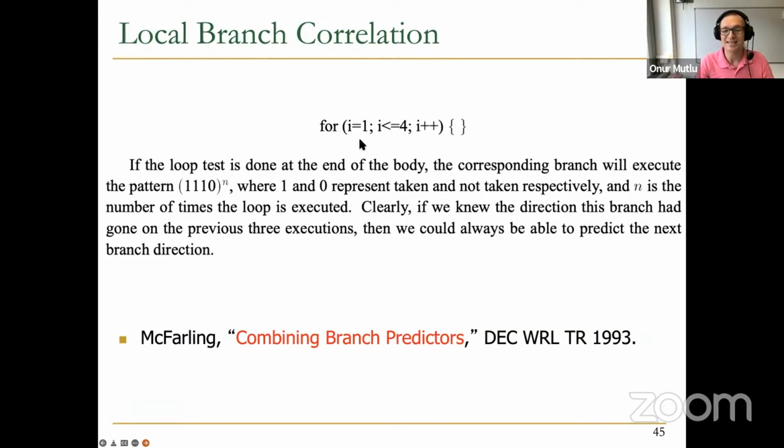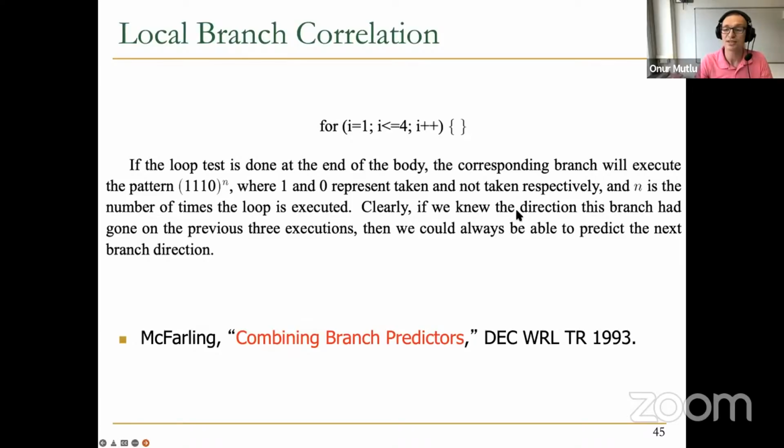And if you look at this nice single loop over here, well, clearly it's a very easy loop. I'm going to read it from here, actually. If the loop test is done at the end of the body, the corresponding branch will execute the pattern 1, 1, 1, 0 repeated n times, where 1 and 0 represent taken and not taken respectively, and n is the number of times the loop is executed. You don't execute this loop once, you go back to this loop because there's an outer loop that brings you back to this inner loop, right?